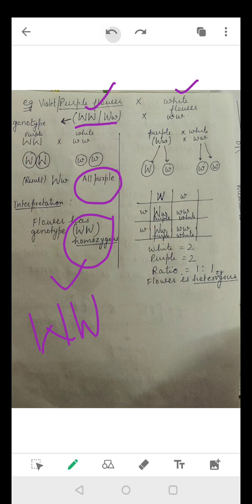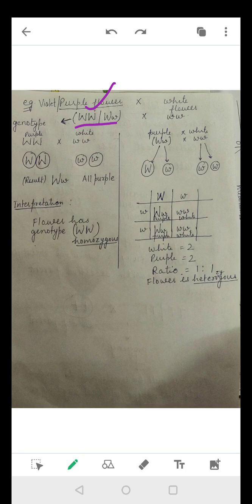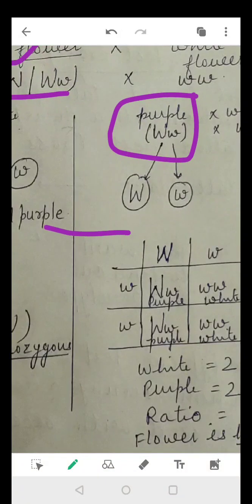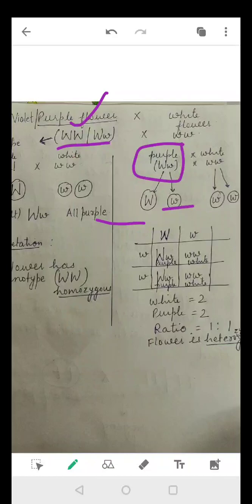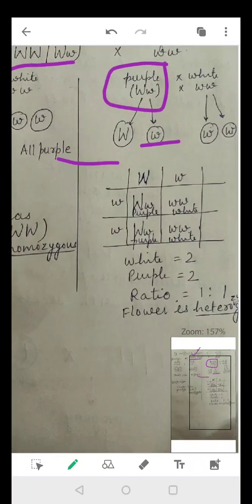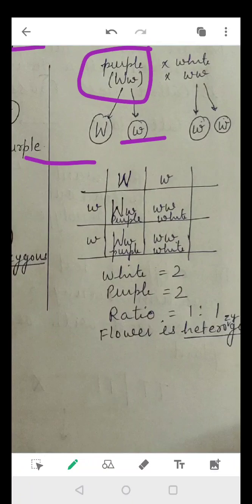Second possibility, let's go to the second possibility. That is, if the parent plant is heterozygous. We know the color is purple, but we are not sure whether it is homozygous or not. So we can have this.